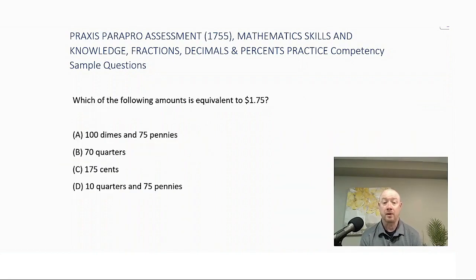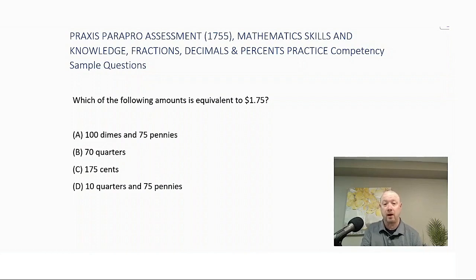Which of the following amounts is equivalent to $1.75? Is it A, 100 dimes and 75 pennies? Is it B, 70 quarters? Is it C, 175 cents? Or is it D, 10 quarters and 75 pennies?